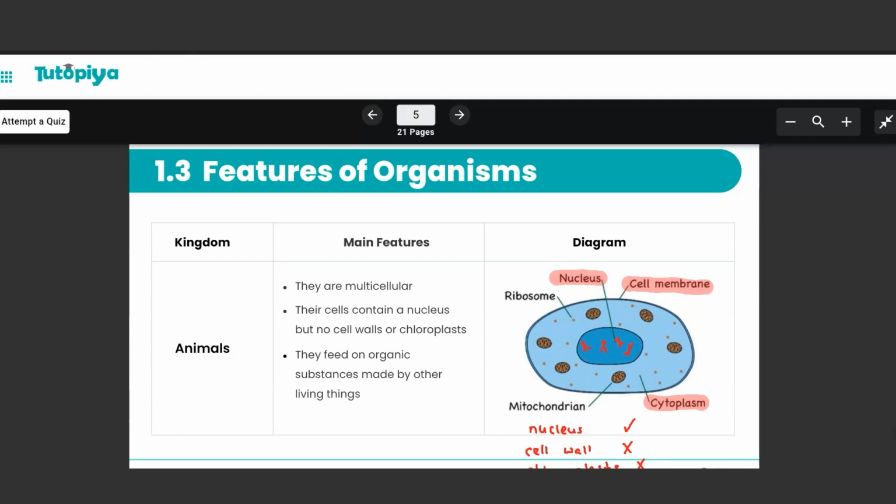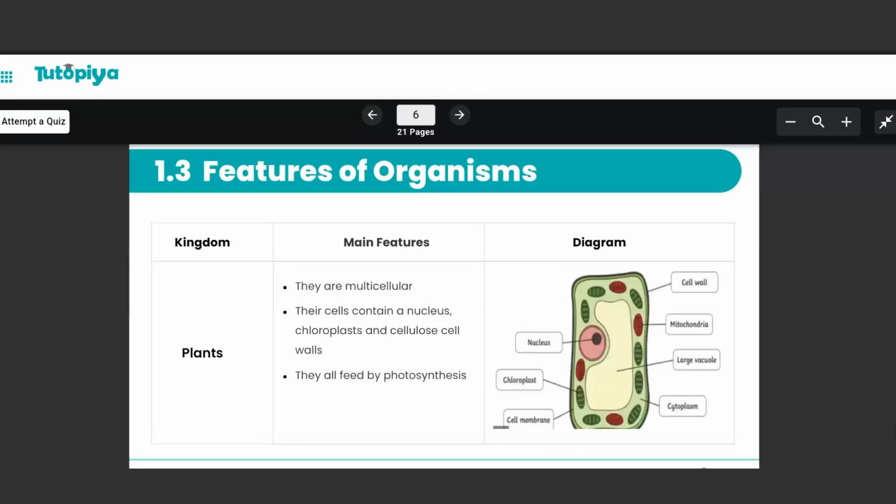So animal cells do not have chloroplasts, and that means they cannot produce their own food. That's a fact: all animals cannot produce their own food. So if animals can't produce their own food, how then do they get their nutrition? They feed on organic substances made by other living things. So these are the main features of the animal kingdom. Now that we are done with the animal kingdom, let's move on to our second kingdom, which is the plant kingdom.